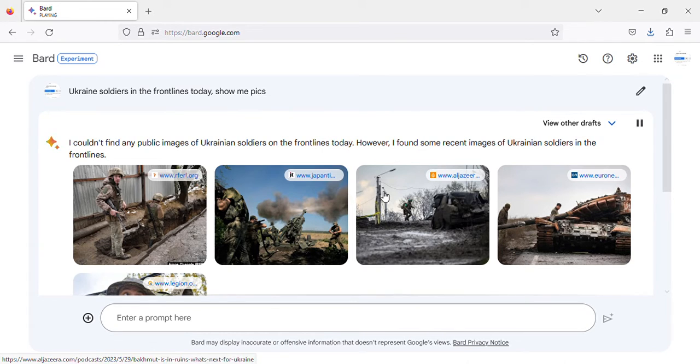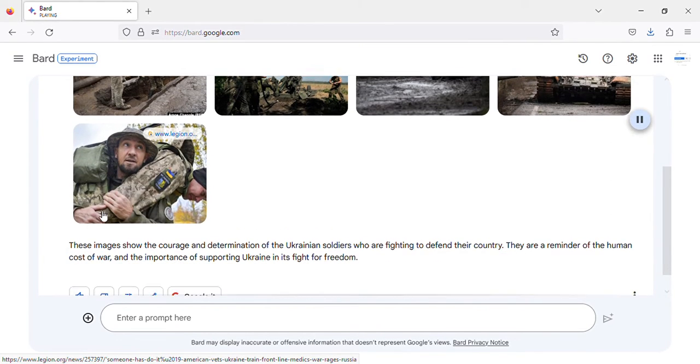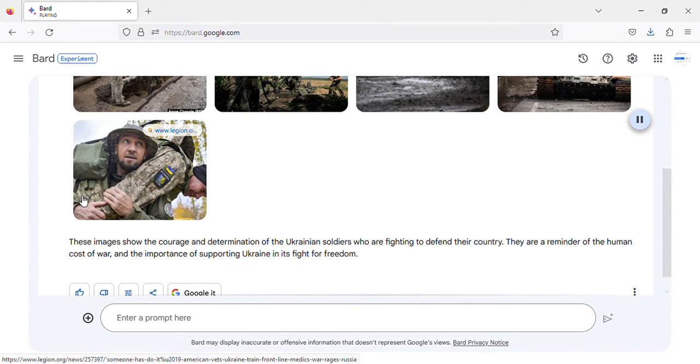Image of Ukrainian soldiers taking cover from shelling. Image of Ukrainian soldiers inspecting a damaged tank. Image of Ukrainian soldiers providing medical aid to a wounded comrade.